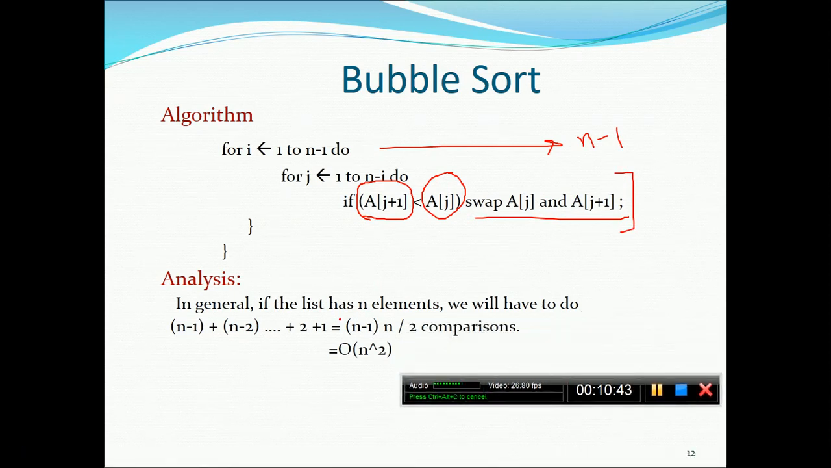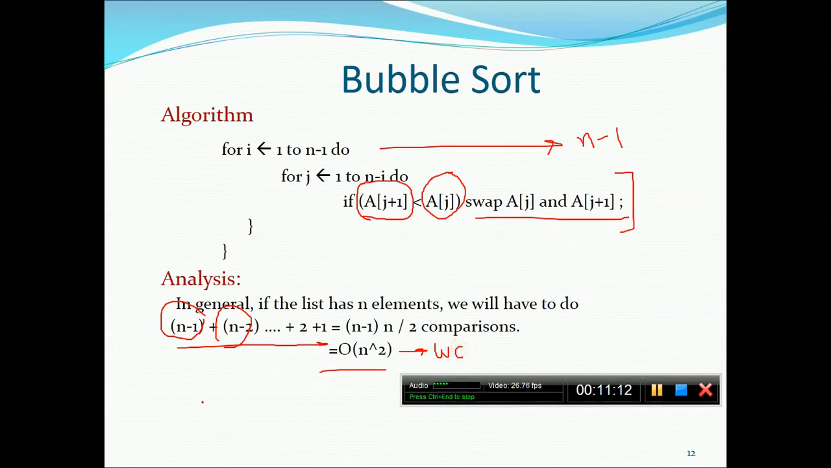In general, if the list has n elements, how many comparisons will we have to do? First n minus 1 comparisons, then n minus 2 comparisons. See, first time you have done n minus 1 comparisons. Then again, one element is already fixed at the last, then n minus 2, eventually it will reduce. If you add them up, this would be n minus 1 into n by 2 comparisons, order of n square. So this is the worst case possible.